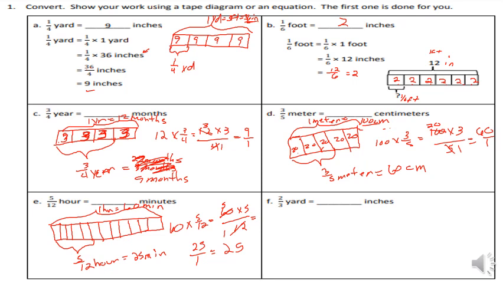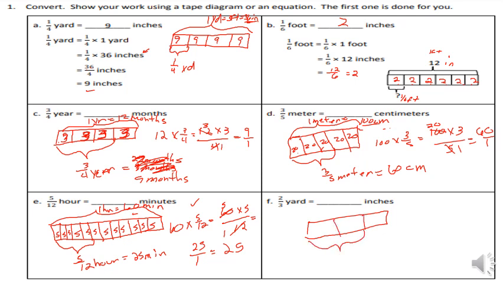Now, this is 1, 2, 3, 4, 5. So 25 divided by 5 is going to put 5 in each. Now, I know there's 12 units here, so 5 times 12 is 60, so it checks.